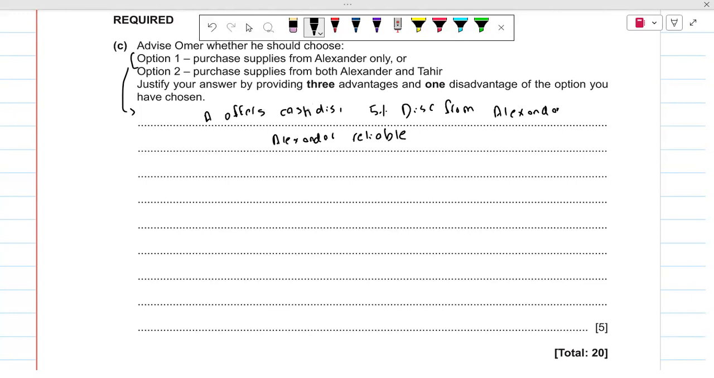After that, let's talk about a disadvantage. In option 1, we have to describe one disadvantage. The disadvantage is that in option 1, Alexander is not giving us any trade discount. This is one disadvantage, and the other disadvantage is that if we go with option 1, we have to depend on one supplier.